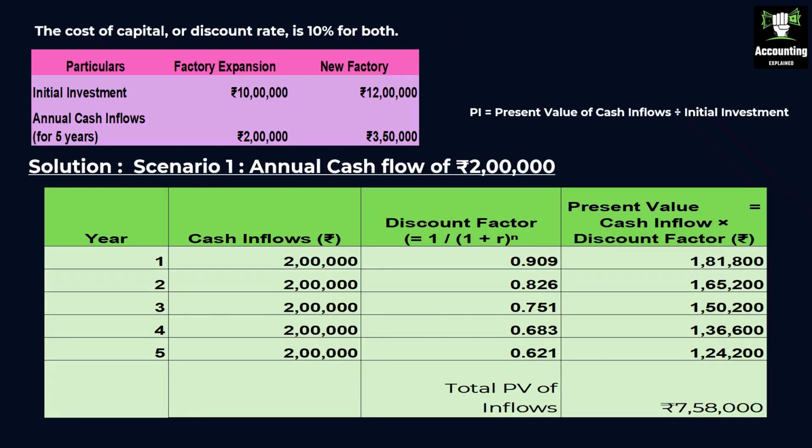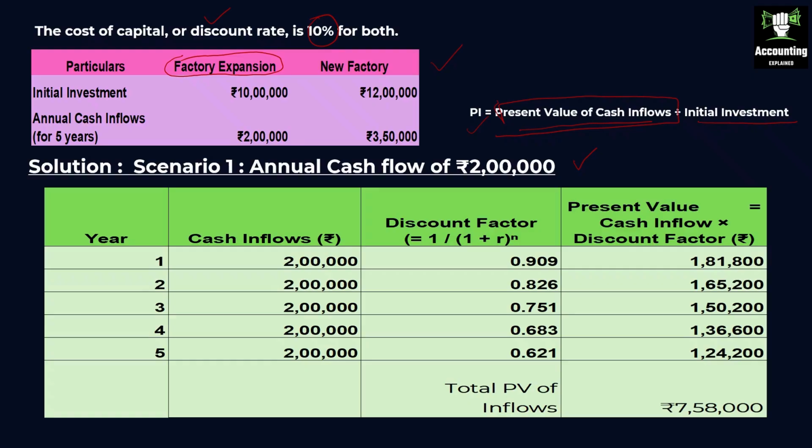This is the question which we are going to solve now, and we are going to take the first scenario of factory expansion. PI formula is present value of cash inflows divided by initial investment. So first we have to find out the present value of cash inflows. For that we need the discount rate, which is 10% for both the scenarios. So let's take scenario 1 and find out the present value of cash inflows.